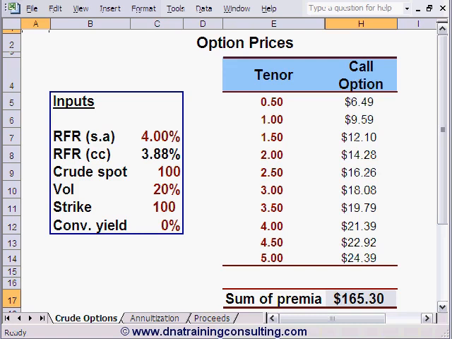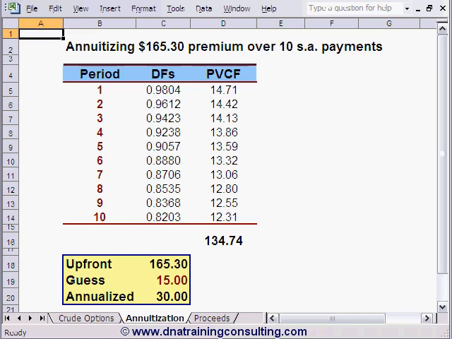We therefore need to annuitize this upfront premium into a series of 10 equal semi-annual payments, and also to figure out the precise number of underlying barrels on which Exxon will sell these calls. Worksheet annuitization assists us with the first task.